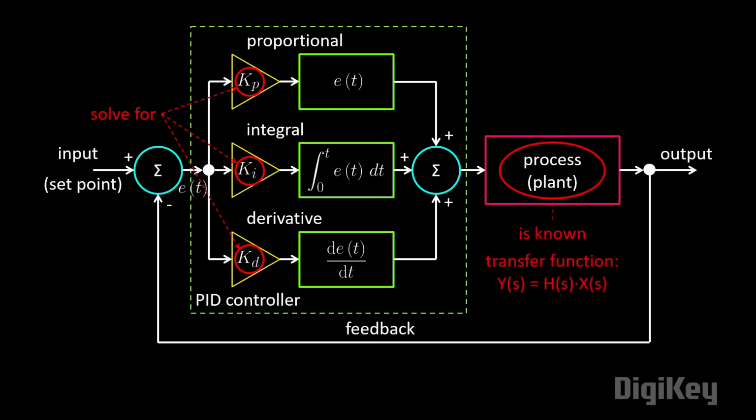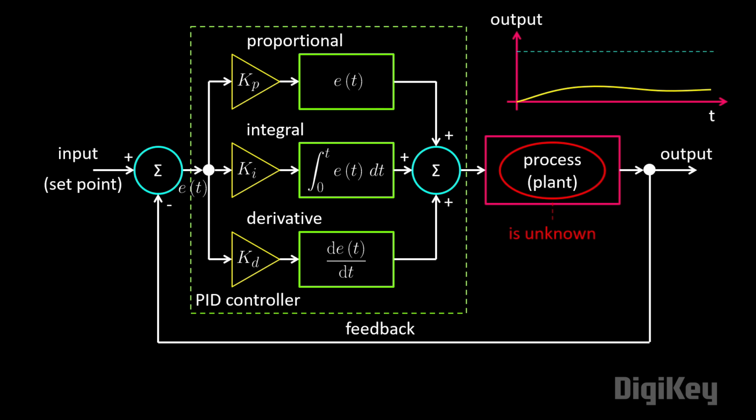This works well in academic settings with simple plants. In most cases, it's either impossible or very difficult to know the exact transfer function of the plant. So we turn to other tuning methods. There are a number of ways to tune a PID controller, but we'll demonstrate a simple manual method here. We measure the output as we vary each of the constants.